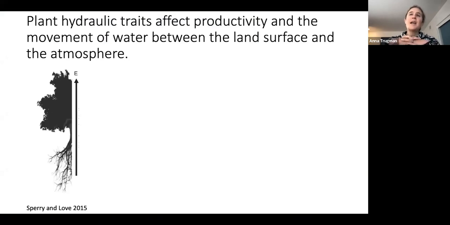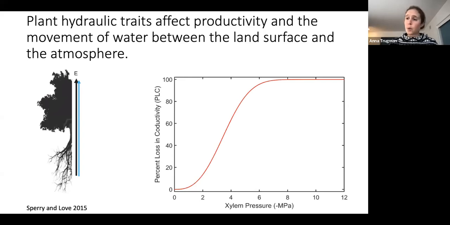And so when thinking about drought and drought responses, plant hydraulic traits are of central importance because plant hydraulic traits affect productivity and the movement of water between the land surface and the atmosphere. So briefly, water travels along this water potential gradient from the soil through the tree and is transpired into the atmosphere. And changes in either soil water potential or atmospheric vapor pressure deficit can affect the internal tree xylem sap pressure.